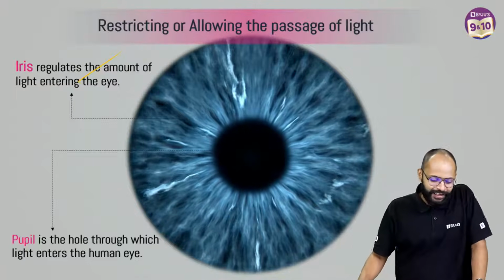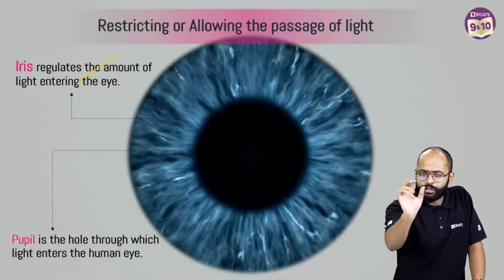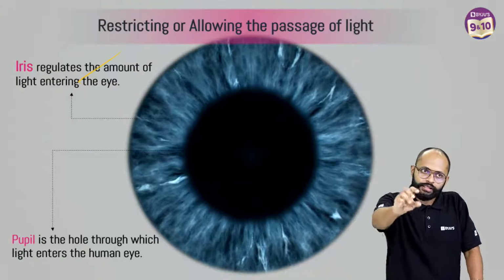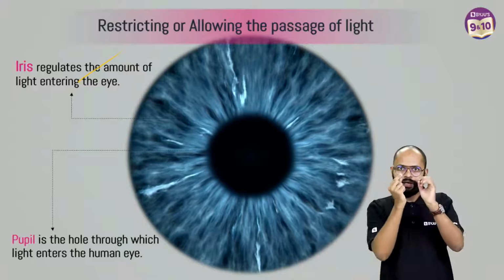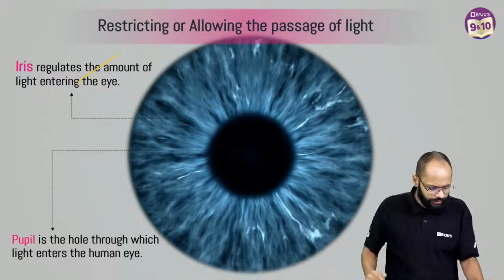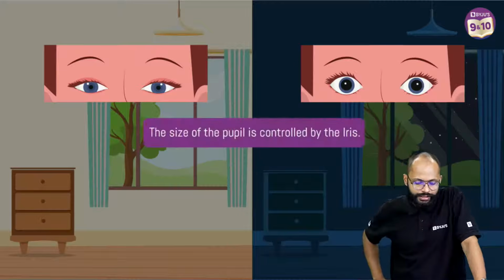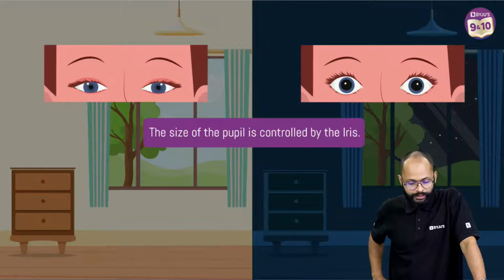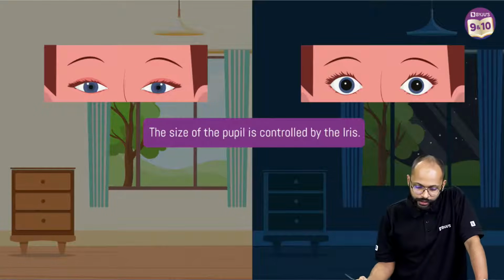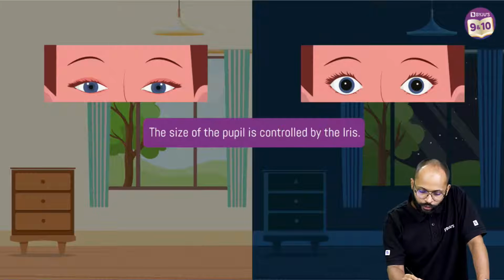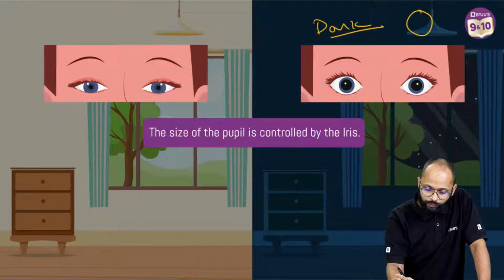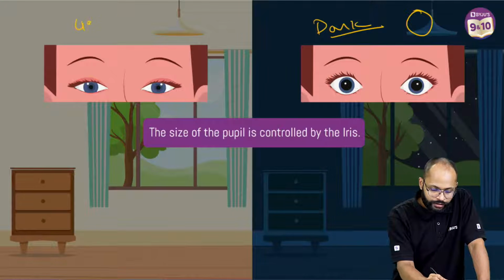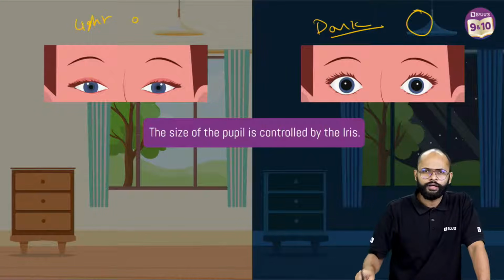So yes, iris are the muscles which control the size of the pupil. Pupil is the hole from which the light enters our eye. Our eye has a small hole. That is the pupil. Simple. Now, the size of the pupil is controlled by the iris, right? If you are in a dark room, the pupil is big. If you are in light, the pupil is small.